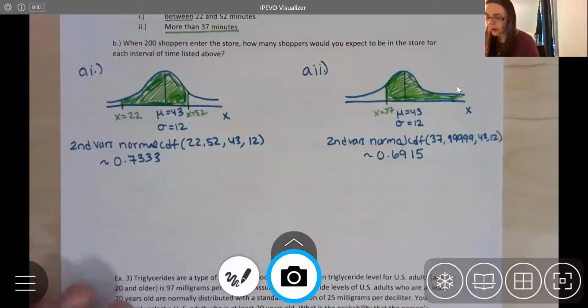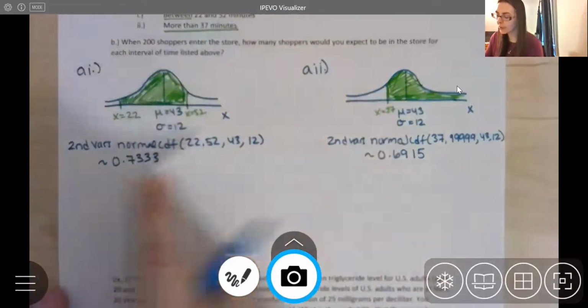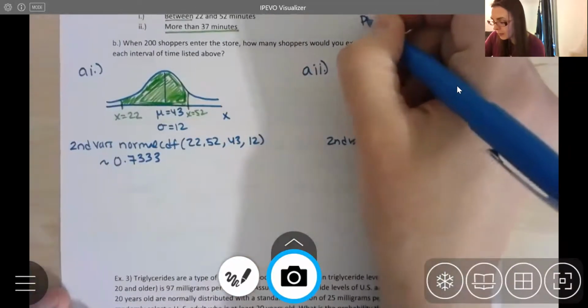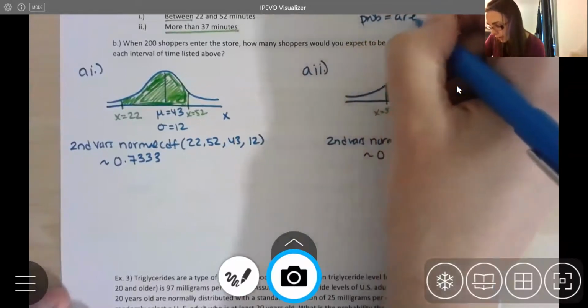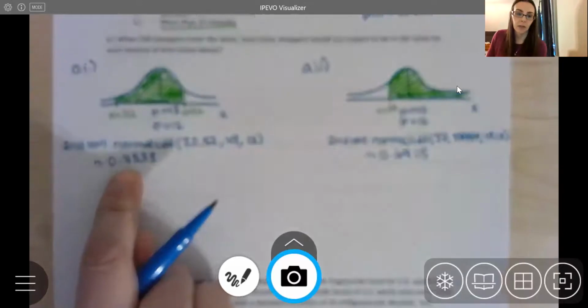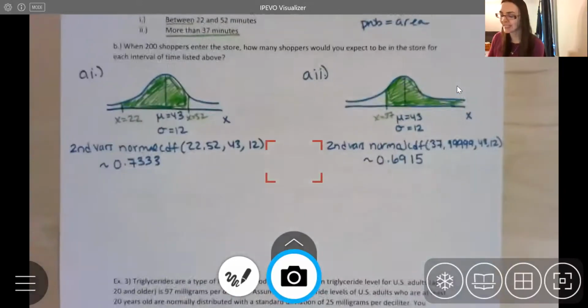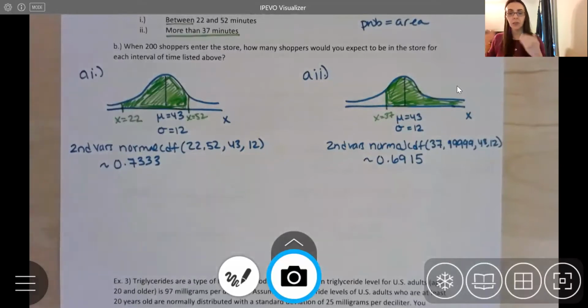So for the first part, find the probability that the shopper will be in the store for each of the following intervals. Well, we have it. Remember, probability equals area. So the probability in the first answer is 0.7333. Sorry, the probability in the second answer is 0.6915. Now, before we get on to part B, if you're not using technology, that's okay, but you have to convert to z-scores. So I'm going to do that with you guys in this one more time, okay?